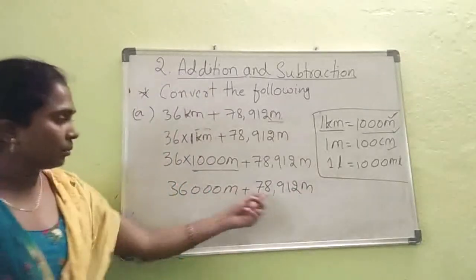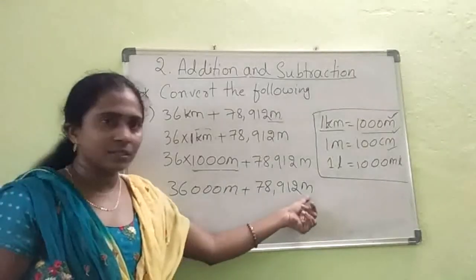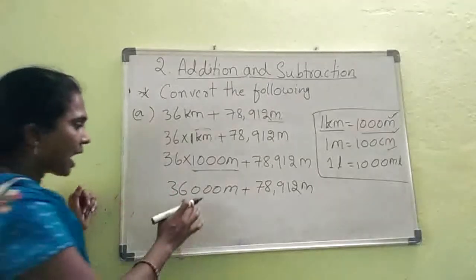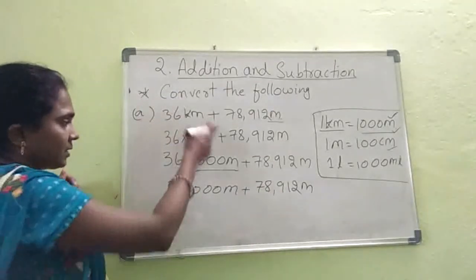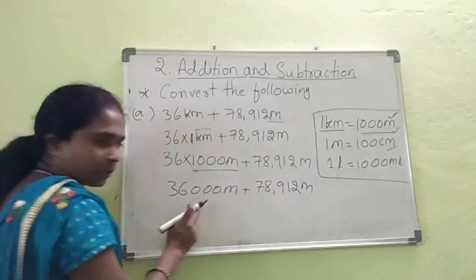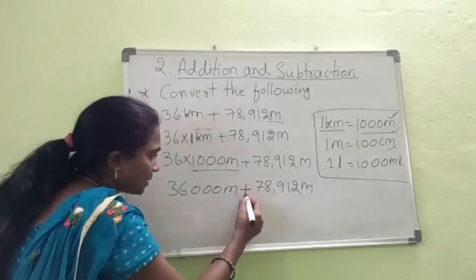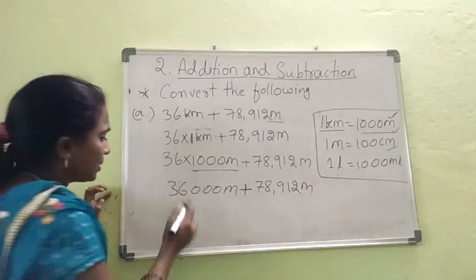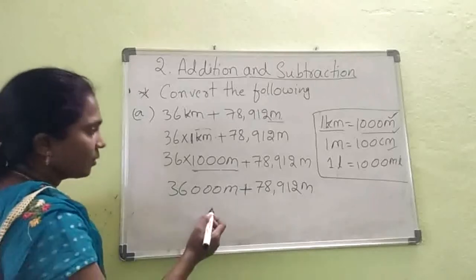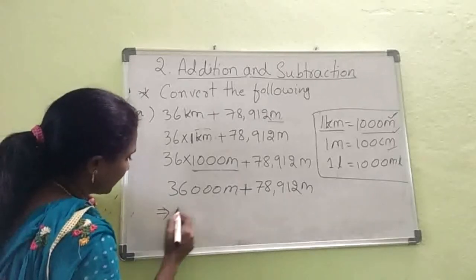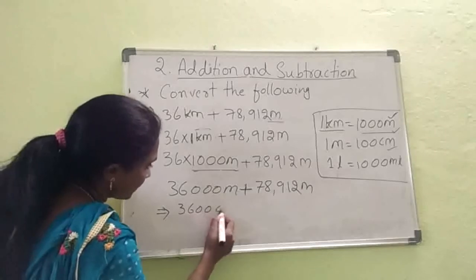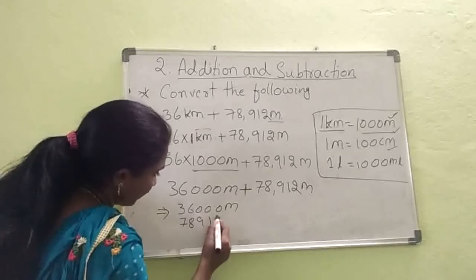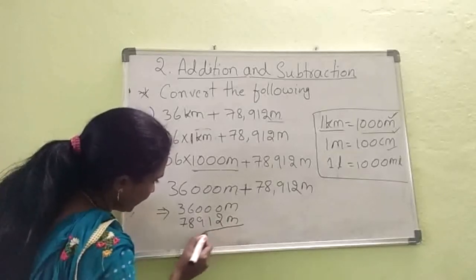Now, see, we have to do an addition of two numbers, and the units of these two numbers are the same. Here also meters, here also meters. Now you should add these two numbers, right? The addition symbol is there in between these two numbers, which means we have to add. So one number is here, and now I am going to add these two numbers. Right? 3, 6. Now let's see. 9, 1, 2.